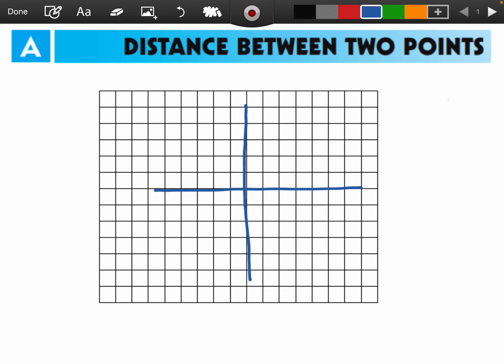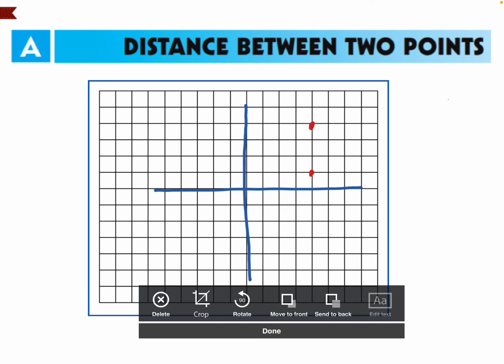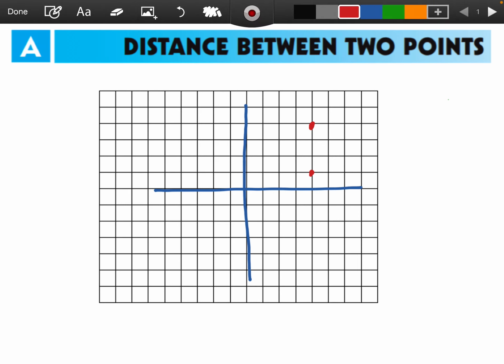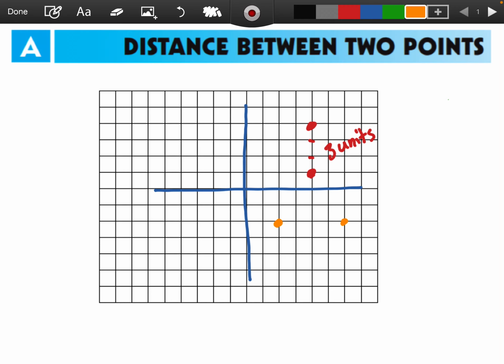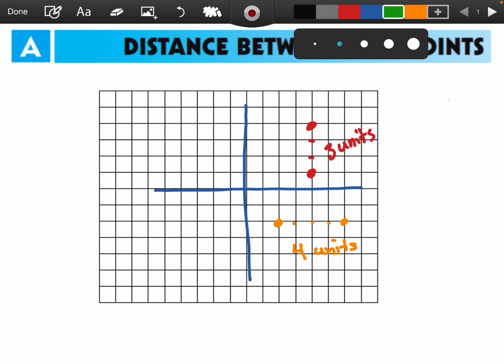That's it. So if those 2 points are aligned vertically, that's pretty easy. You just count from where you are, 1, 2. So these are 3 units apart from one another. Similarly, if they are in the same horizontal plane, that's also really easy. Again, you just count 1, 2, 3. So these are 4 units apart from one another. Great, that's easy. The problem is when they are not in the same plane.